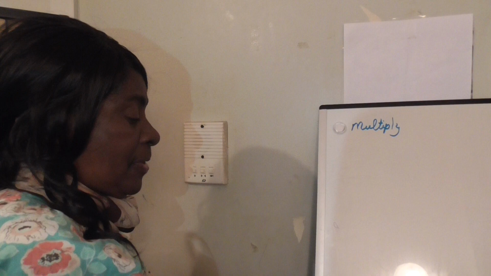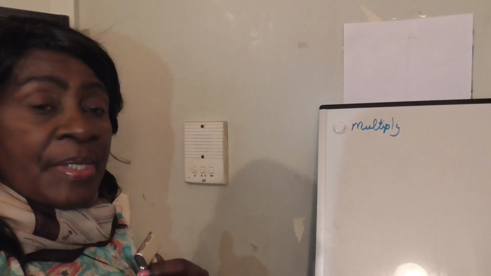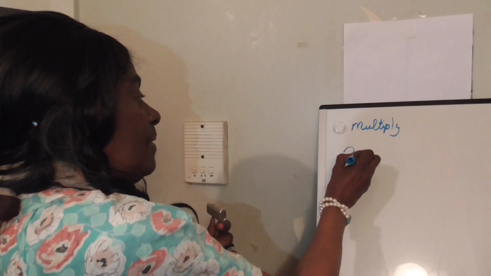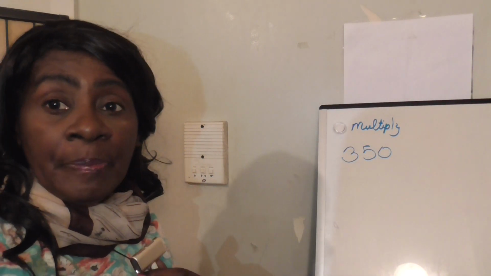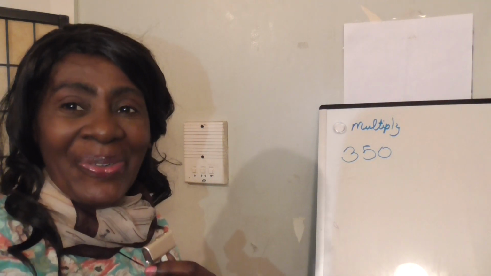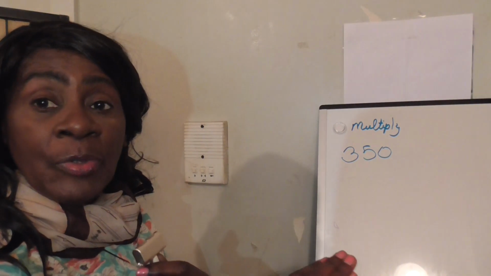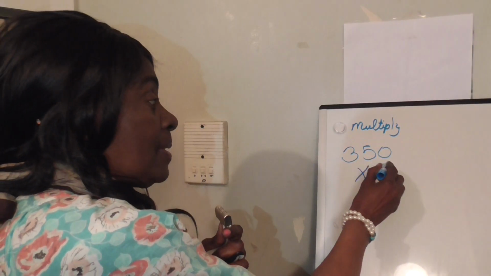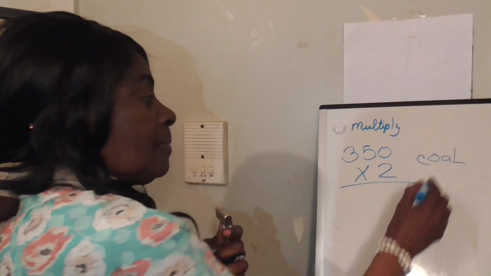Today we'll go a step further, and we're going to multiply not only ones columns, but hundreds, tens, and ones. Let's say we have 350 pieces of coal, C-O-A-L, coal. We have 350 pieces of coal, and we have 2 boxes. In each box, there are 350 pieces. But we have 2 boxes. How many pieces of coal do we have?